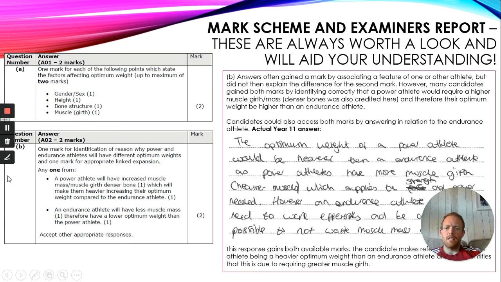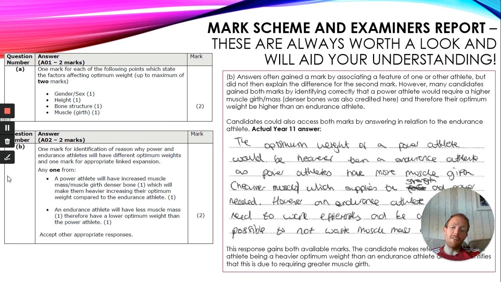So a power athlete will have increased muscle mass or muscle girth, or have a denser bone, which will make them heavier, increasing their optimum weight. So, sorry, the first mark was they'll have increased muscle mass. Yeah, the power athlete, or have denser bone. That's your first mark. Very easy. Second one, which will make them heavier, increasing their optimum weight compared to the endurance athletes. So that second mark is actually really, really easy.